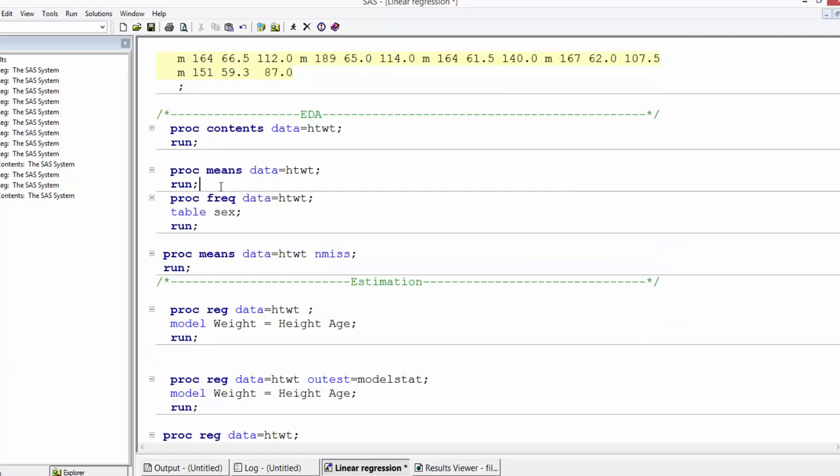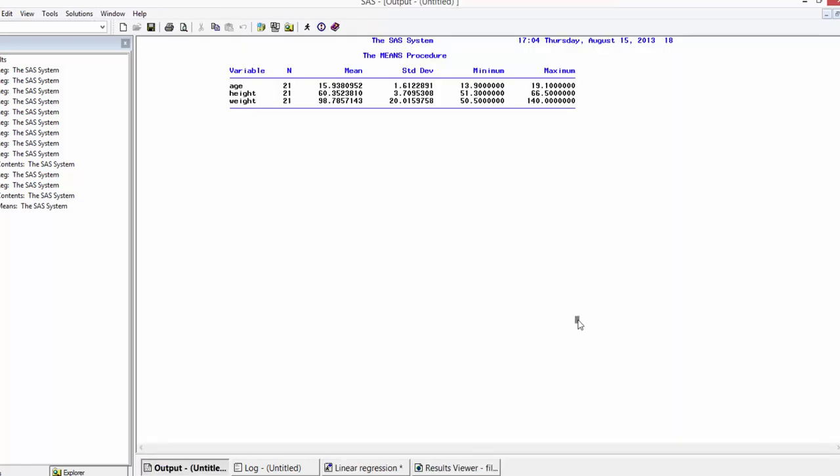All right. So we'll first try to get the summary statistics of all the variables. Okay, so to do that, we'll use proc means data and then the name of the data set. We'll run proc means first.